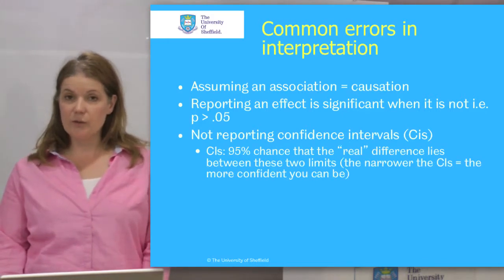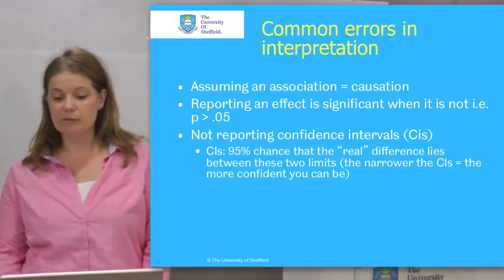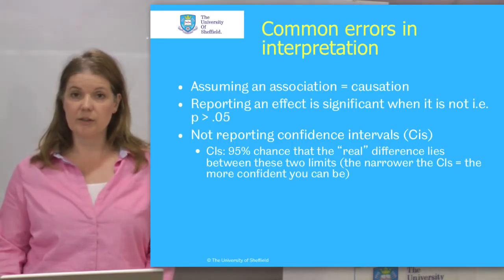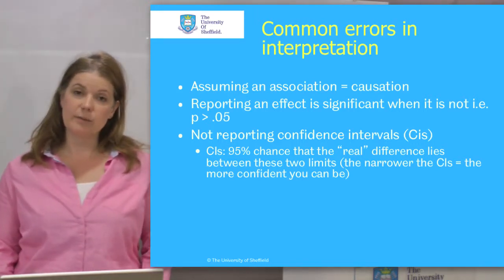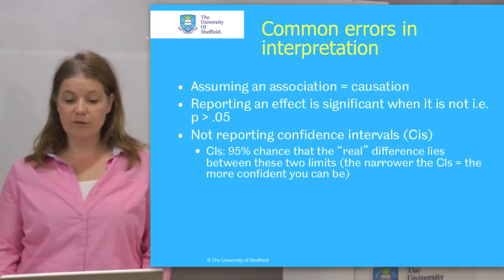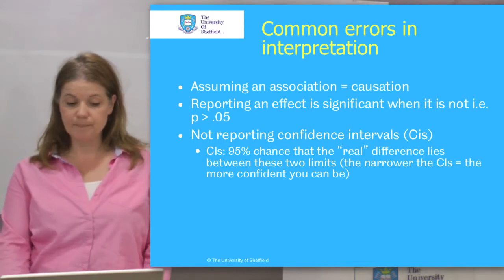It is slowly starting to change, but still there's not much reporting of confidence intervals within research articles. But actually what you should do is when you're reading through an article, the best kind of research study will report both the statistical significance, the p level, but also confidence intervals, because this tells you where the real difference lies. And the narrower the confidence interval, the more confident you can be in a result.